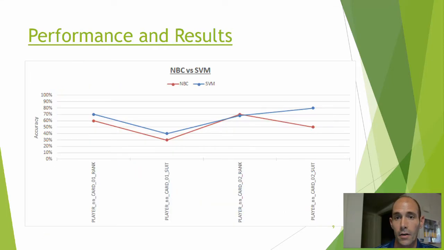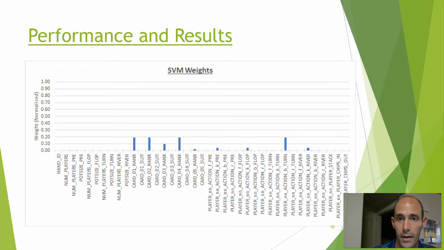So here are some results. The first result is just comparing naive Bayes versus SVM. We can see here that SVM generally is the winner. And then here's some of the more interesting data. This is the resulting weight vectors from SVM. And of course, the higher the weight, the more important that feature is to the prediction.